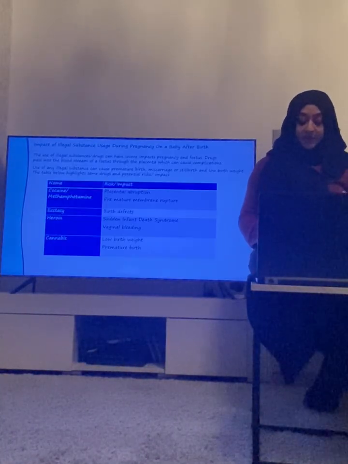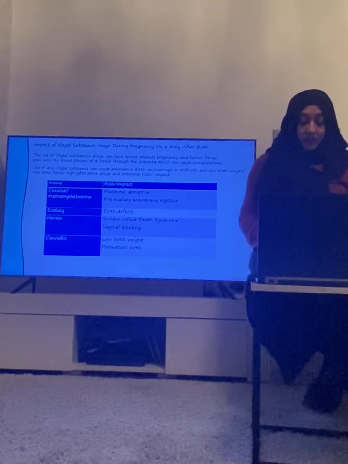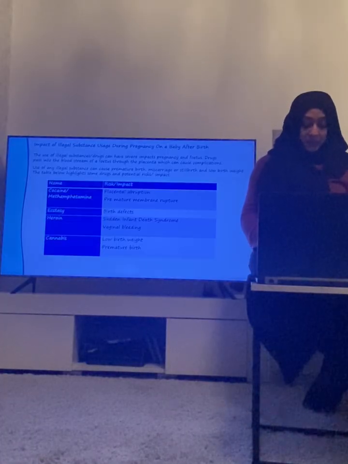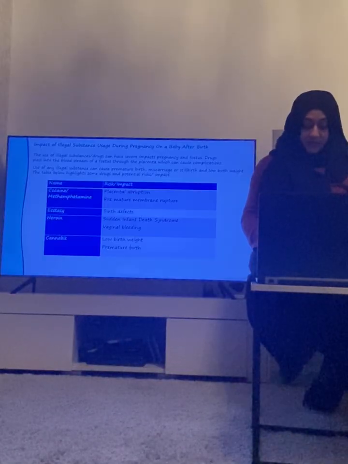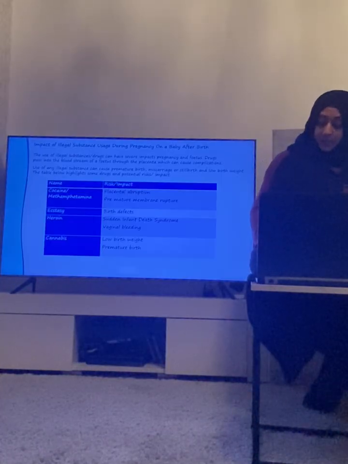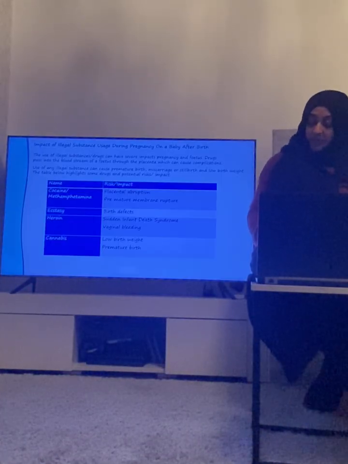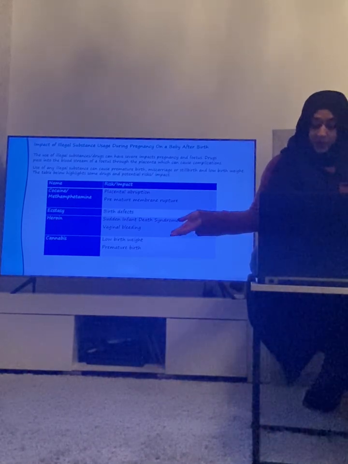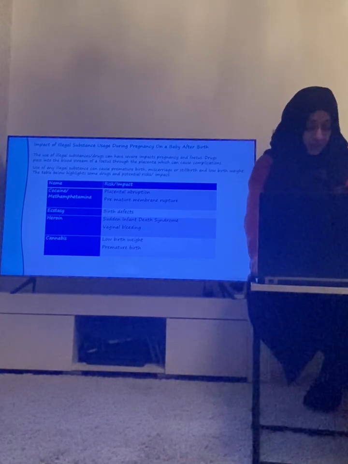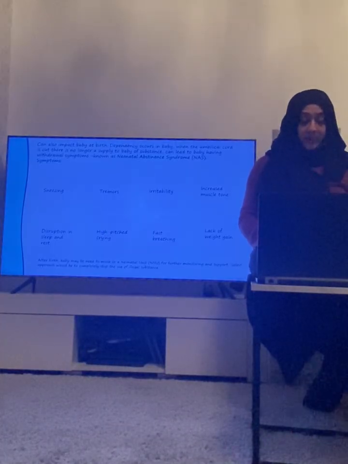The impact of illegal substances. The use of illegal substances or drugs can have severe impacts on pregnancy and the fetus. Drugs pass into the bloodstream of the fetus through the placenta, which can cause complications for the pregnant person and fetus. Use of illegal substances can cause premature birth, miscarriage, or stillbirth, and low birth weight. The table below highlights some drugs and potential risks and impact. For example, ecstasy can cause birth defects. Drug use can also impact the baby at birth.